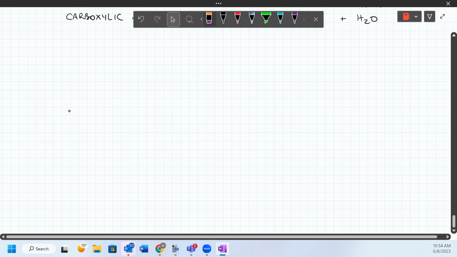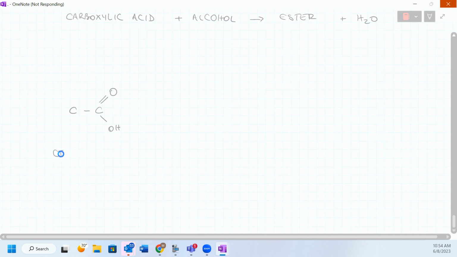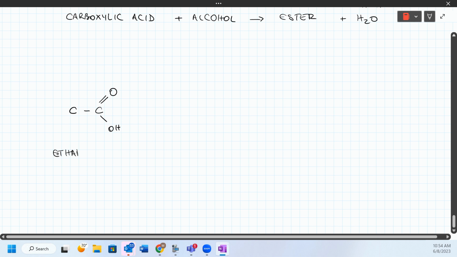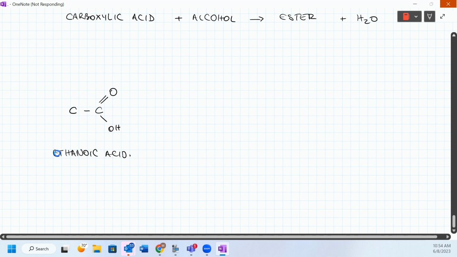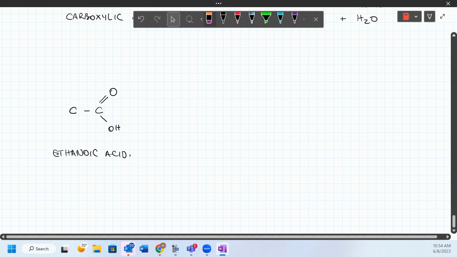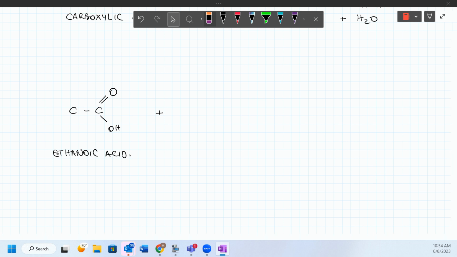Okay, let's suppose that we have ethanoic acid. So ethan means 2 carbons, and the carboxylic acid has a double bonded oxygen and a single bonded OH. So ethanoic acid is reacting with an alcohol. Let's suppose that the alcohol we are dealing with is methanol. So ethanoic acid plus methanol.